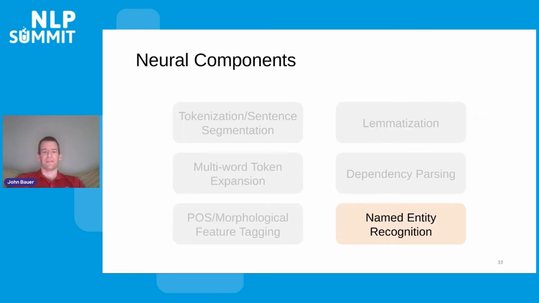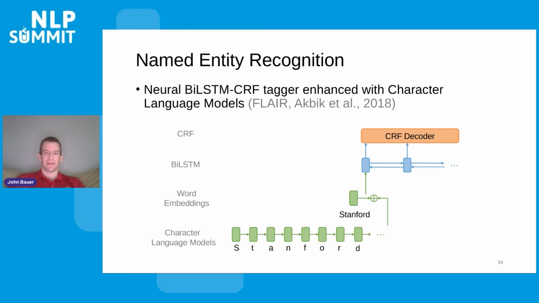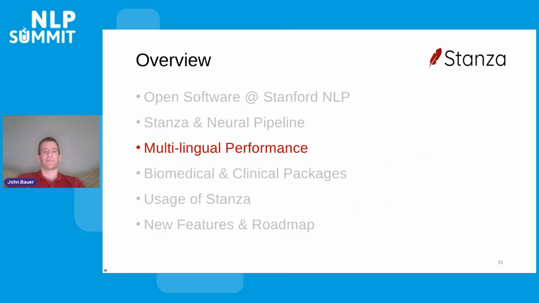The final of the original components is the named entity recognizer. So once again, this starts from a BiLSTM. We include the word embeddings, run it through another layer of BiLSTM, and get out results through a CRF decoder. So the goal is to take words such as Stanford and recognize that's an organization. And we pre-train these with large corpora.